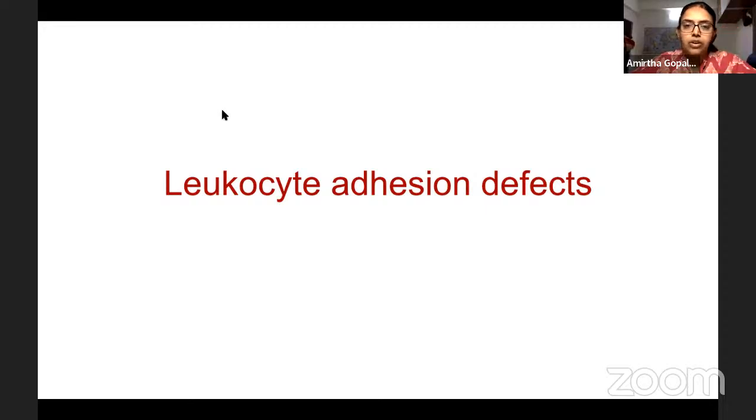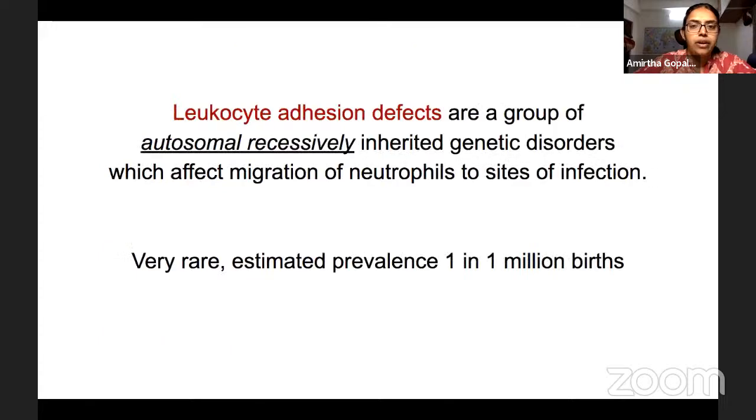So I'll be continuing with the next phagocyte defect, that is leukocyte adhesion defects. Leukocyte adhesion defects are a group of autosomal recessive inherited genetic disorders. They primarily affect the migration of neutrophils to the site of infection. So these are again very rare PIDs with an estimated prevalence of 1 in 1 million births.